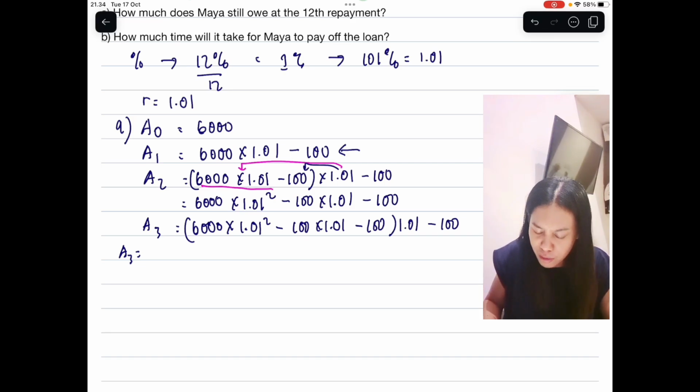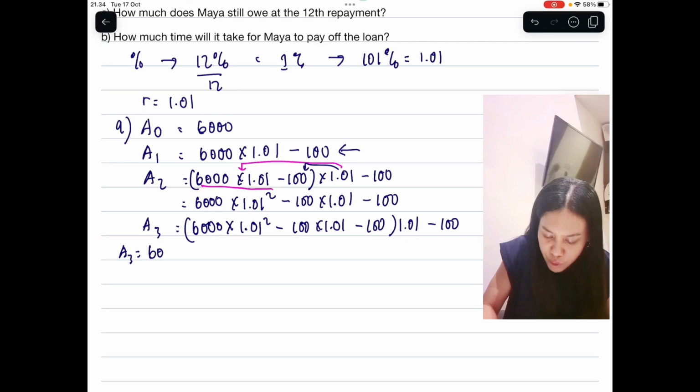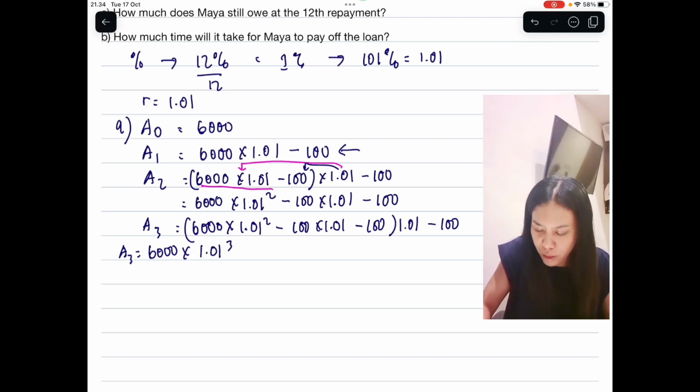So after the third month, I'm doing the rainbow, 6,000 times 1.01, sorry, I'm not writing it correctly, 1.01 cubed. How did I get 1.01 cubed from here?